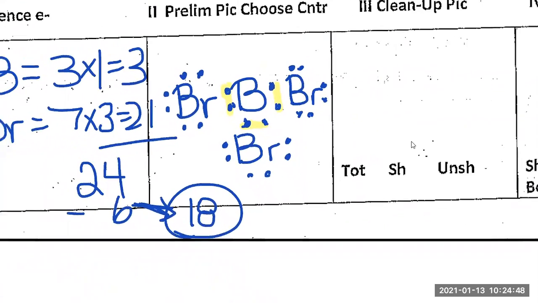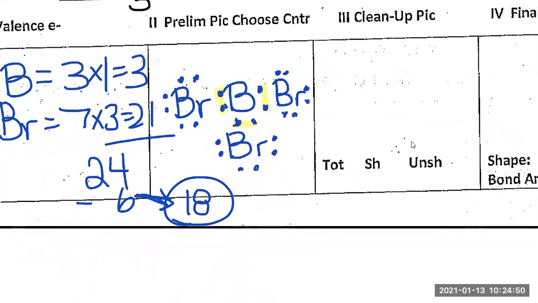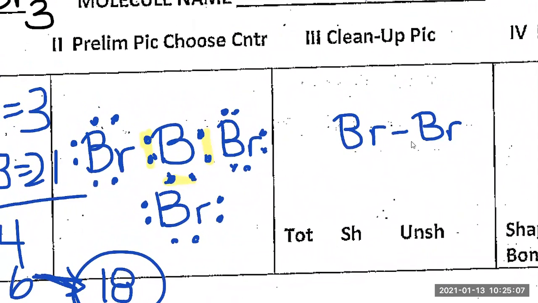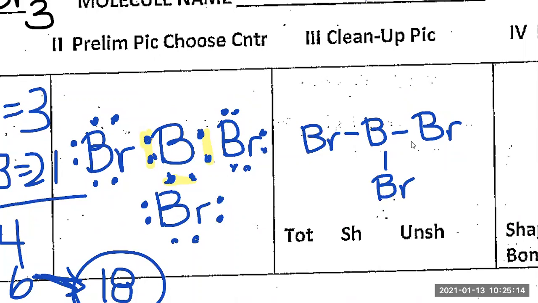There you go. And that's our preliminary picture. That's our 18. We've drawn, if you count this up, we've got our 24 electrons. Boron has 6, which is how many it wants. Bromine has 8. Clean up our picture. It's going to look like this. Oh, sorry, this is boron in the middle. Boron, bromine, bromine, bromine, and all of our dots on the bromines.